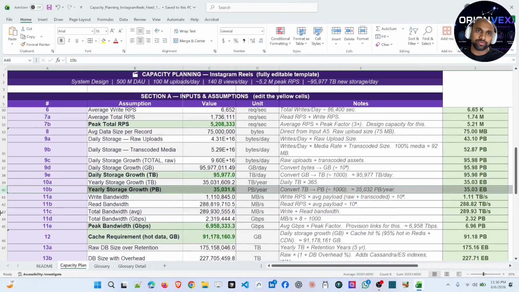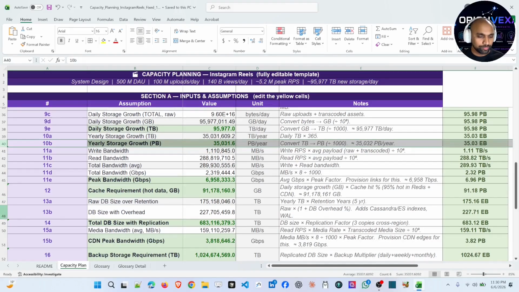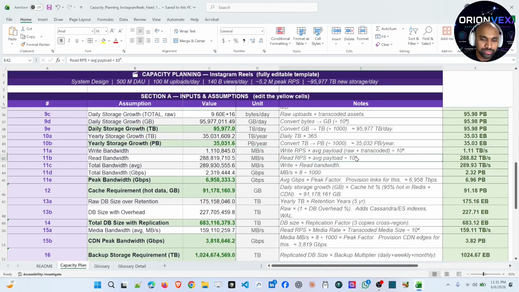Next thing is we need to consider how much bandwidth we require to handle this kind of load. Bandwidth calculation, again, depends upon the write bandwidth, read bandwidth, and total bandwidth, average and total bandwidth in Gbps. Write bandwidth is around 1.11 terabytes per second. Whereas read bandwidth is read RPS times average payload divided by 10⁶.